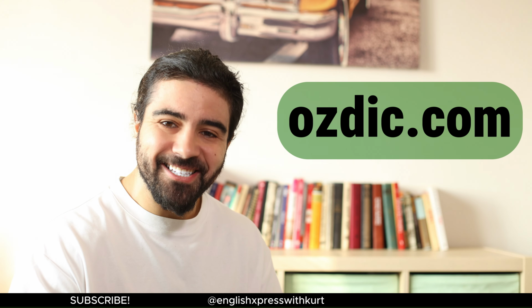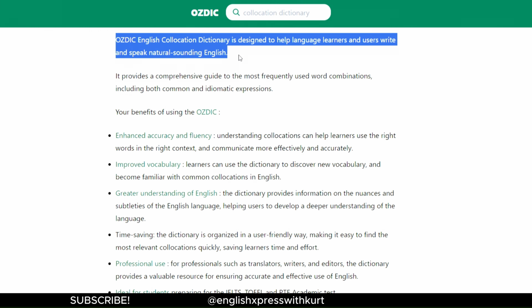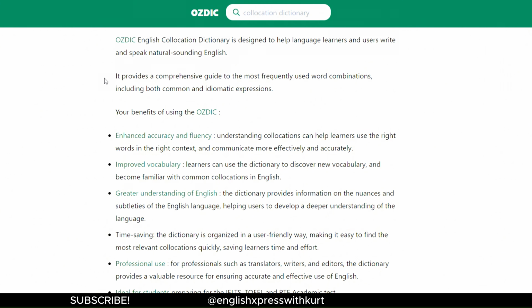Actually, come with me. Let's have a look. And here we are, my friends. Ozdic. I guess that's the correct pronunciation. It's a fantastic dictionary. It will help you with accuracy, fluency, with improved vocabulary as well. So it will recommend similar words like synonyms, for example, and it will help you understand the word on a deeper level. Not just knowing the word, but also understanding the word. It can be used for professional use and it's actually ideal for language learners. So I always recommend this to the majority of my students.